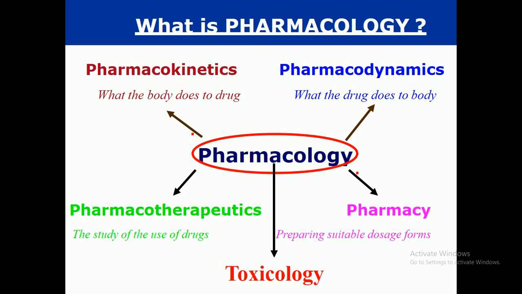Simply, we can say that pharmacokinetics means what the body does to the drug, and pharmacodynamics means what the drug does to the body. So this is very simple: one is PK and one is PD. Whenever we administer any drug to the body, what type of changes will you observe after administration of the drug?